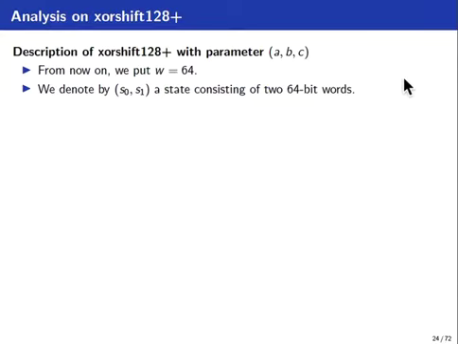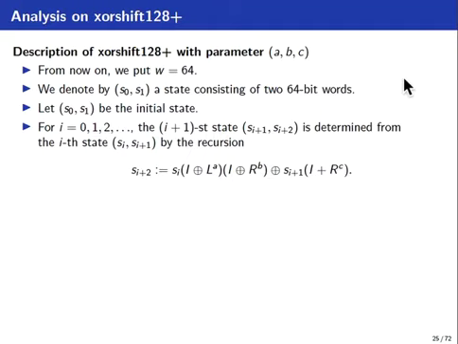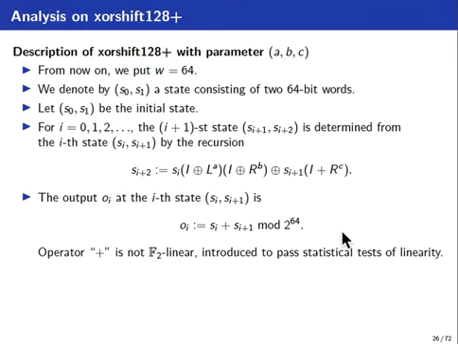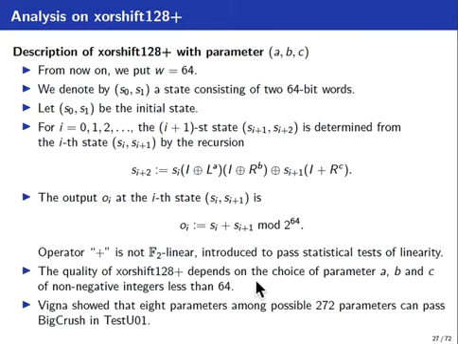Xorshift128+ generators: x_i denotes a 64-bit integer. The i-th state is a pair (s_i, s_{i+1}). The next state is given by this recursion. This is an F2-linear recursion. The output transformation is this, the arithmetic sum. This breaks the F2 linearity of the output. The quality of Xorshift128+ depends on the choice of the parameters a, b, and c.